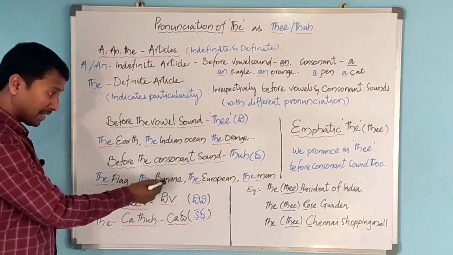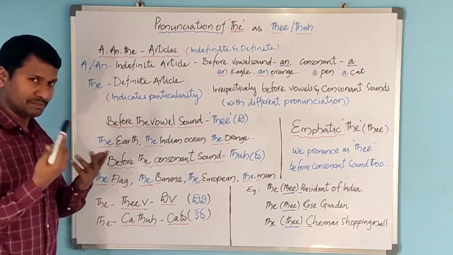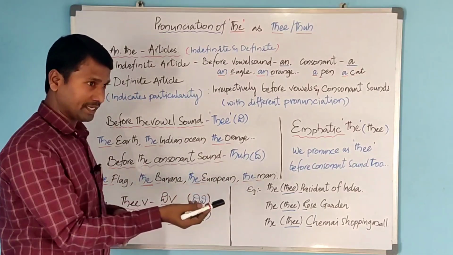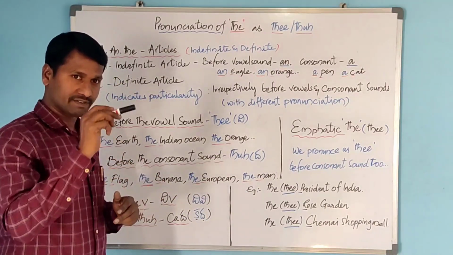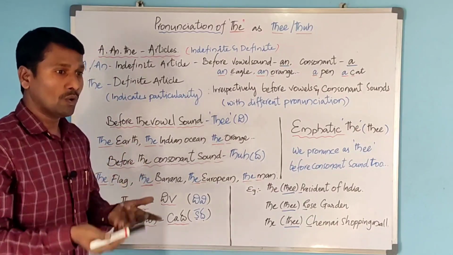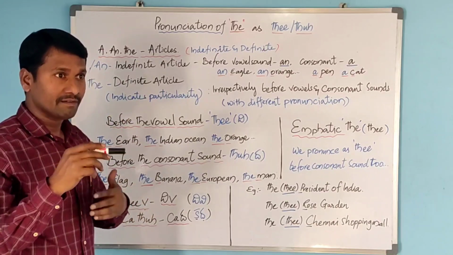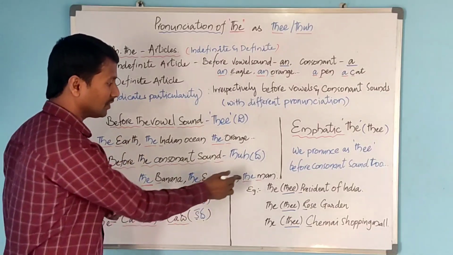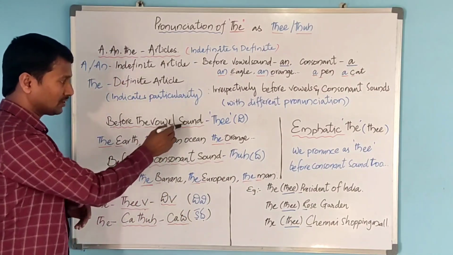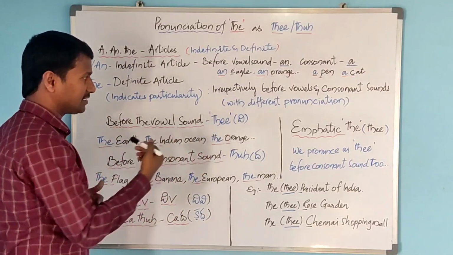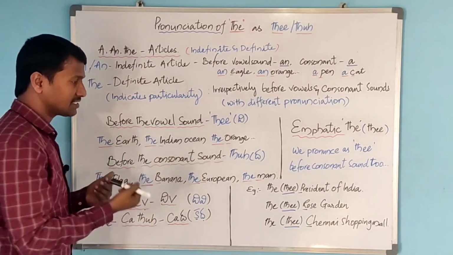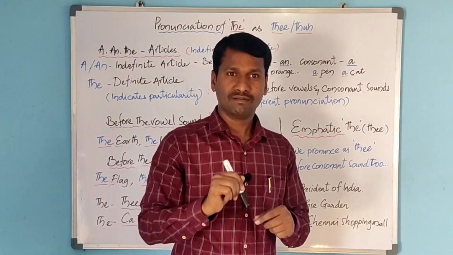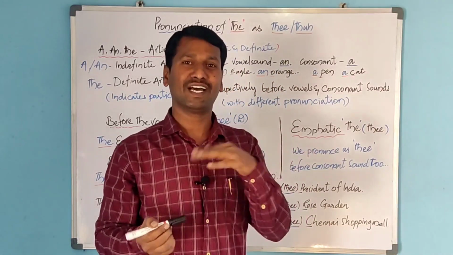Examples: flag, banana, European, man. Flag, which is a consonant sound: the flag, the banana, the European. Here European actually starts with E, which we all believe is a vowel sound, but even though it starts with E, we pronounce it like "yeah", European, a consonant sound. That's why we have to consider it a consonant sound: the man. So here we understood that before a vowel pronunciation it is "thee", and before a consonant pronunciation it is "thuh". Though we learn it perfectly, at times we get confused again about whether it is "thee" or "thuh" before the consonant or the vowel.